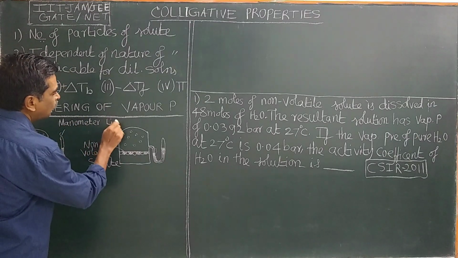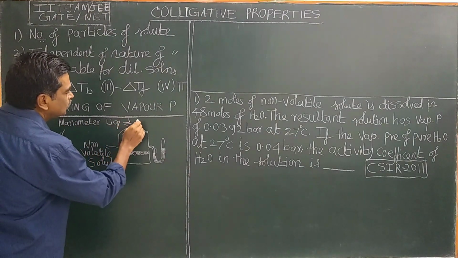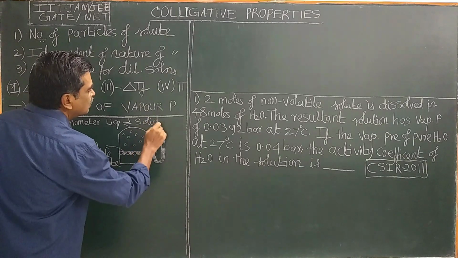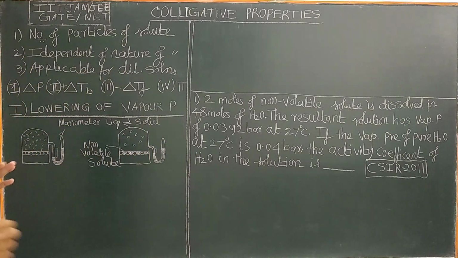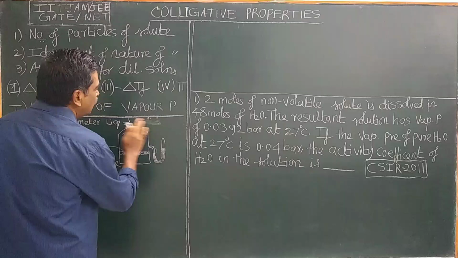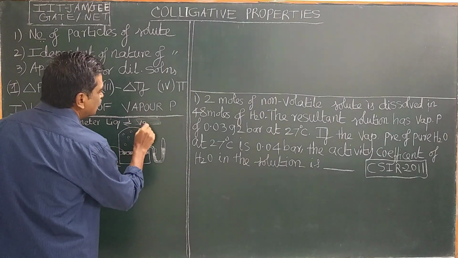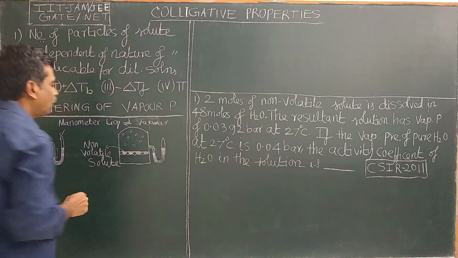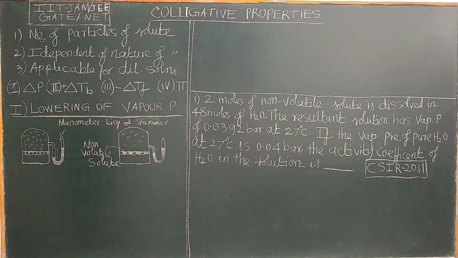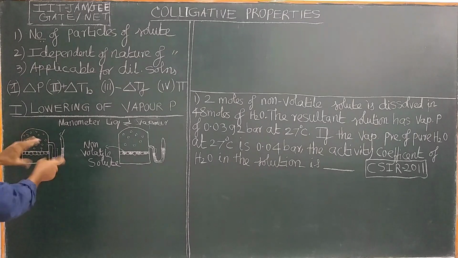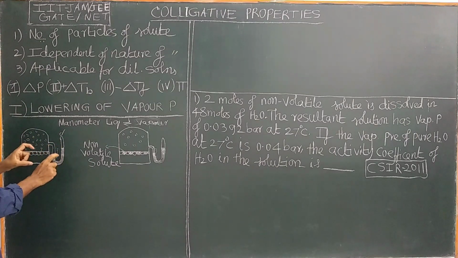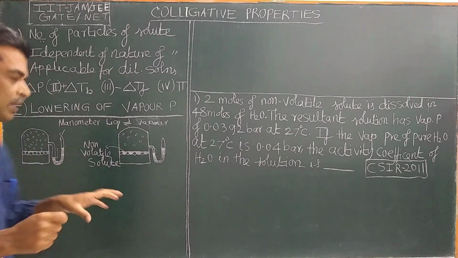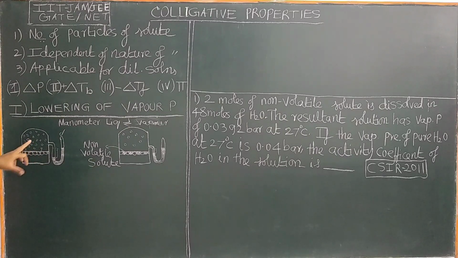So this is an equilibrium, liquid to vapor. Okay, now this is an equilibrium process. At equilibrium, after some time, the pressure remains constant. The difference in the mercury level, this is mercury, gives the pressure inside this.